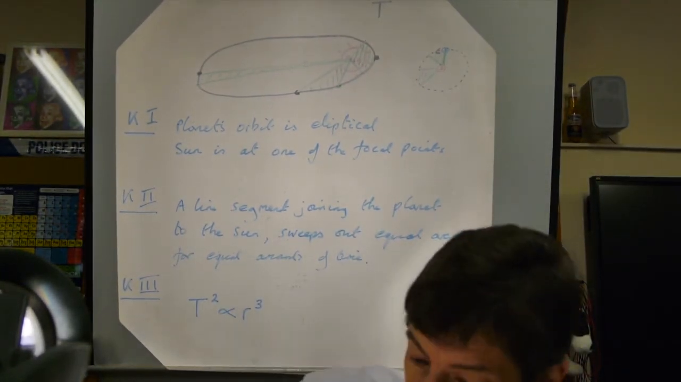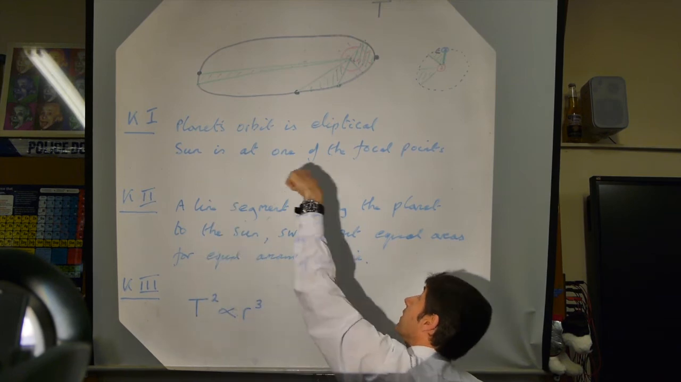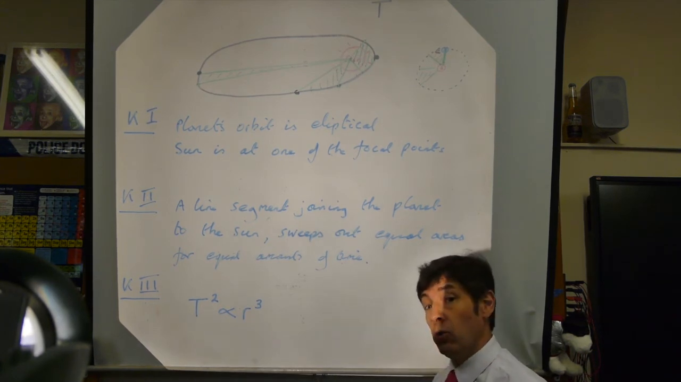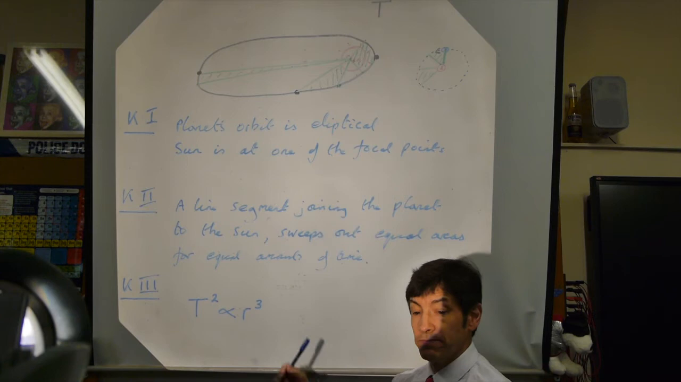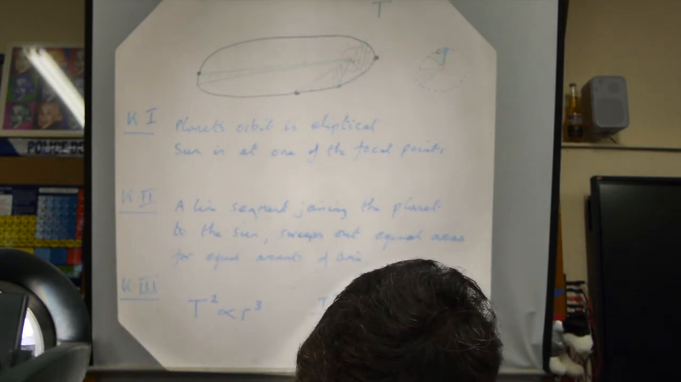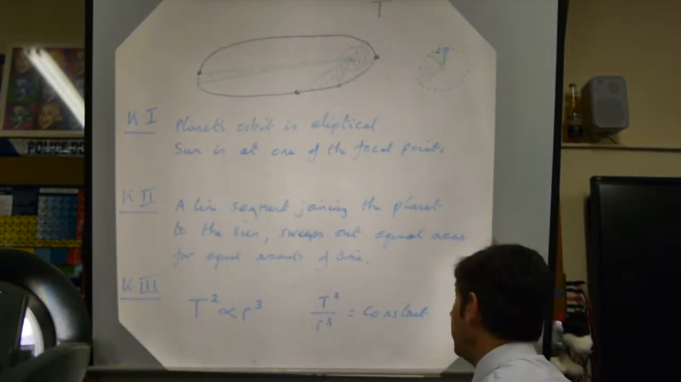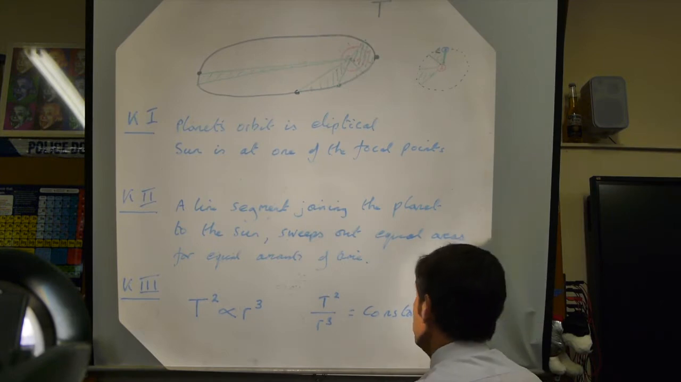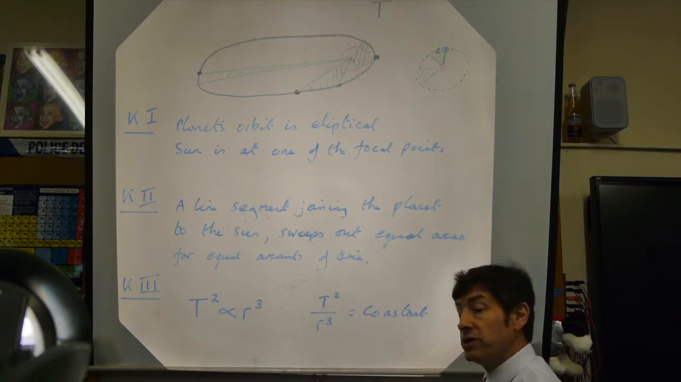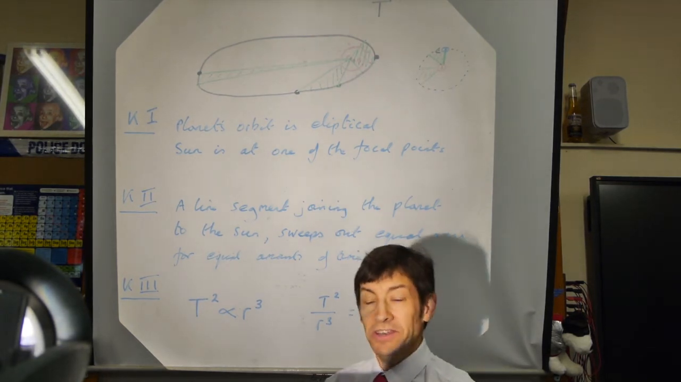distance. So the square of the orbital time period of any planet orbiting the sun will be proportional to the average distance away from the sun cubed. And that makes a very important point, that T squared over r cubed is a constant. So if you take any of the planets orbiting the sun and you know how long they take to go round, and you square it, and you divide by their average distance away from the sun cubed, you will get a constant number.